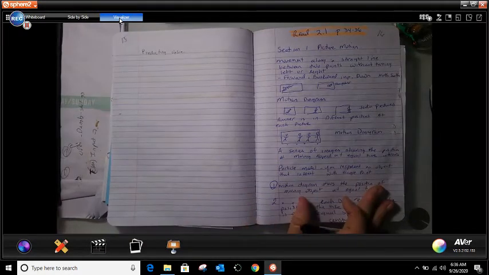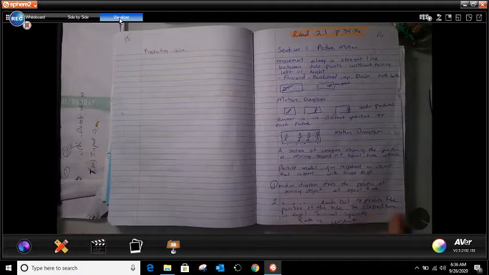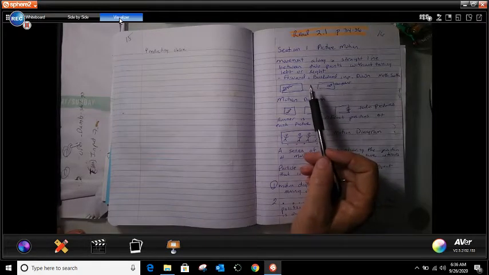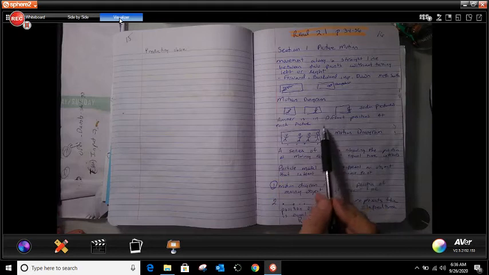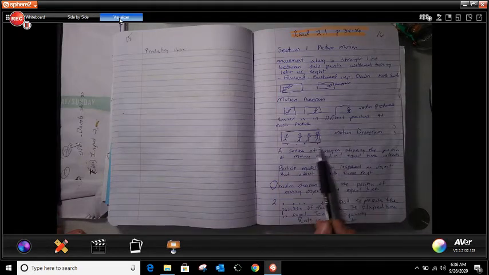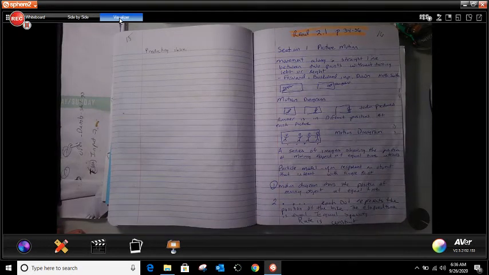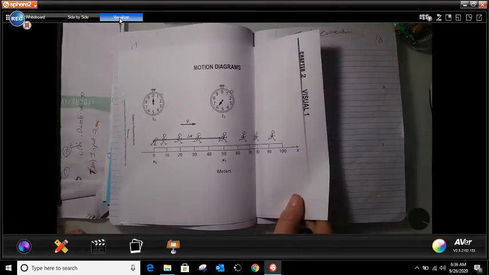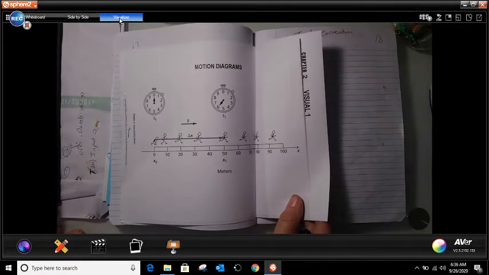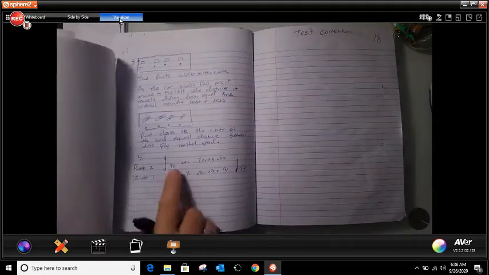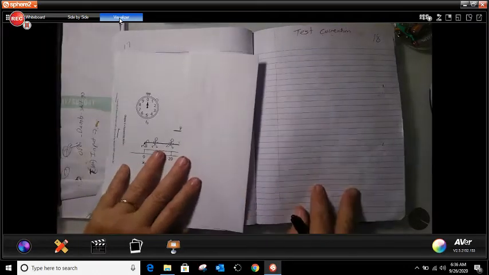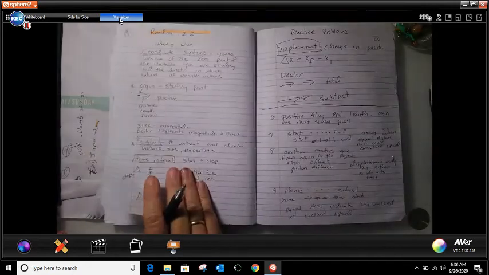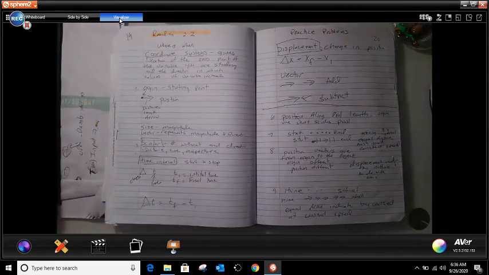Then we get into chapter 2. Here are my notes again. It also talks about a motion diagram, what it looks like, and explains what you need to have for a motion diagram. I put that visual of a motion diagram here over the notes that I had. Here would be my test corrections for chapter 1. And then 2.2 is my reading assignment.